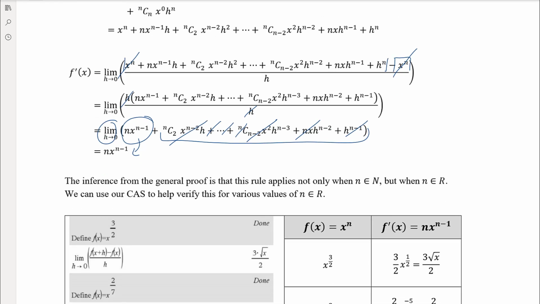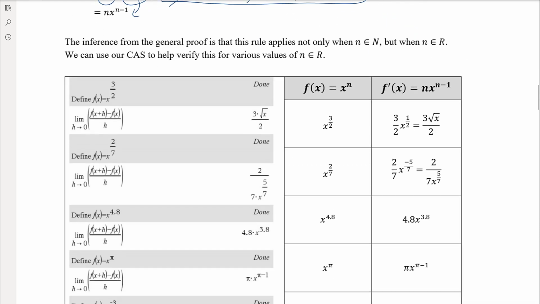The key is that it is true for any value of n. The interesting thing is, too, that it's not only true when n is a natural number, it would be true for n any real number. Okay, and so therefore, if n was a fraction, the same rule still applies with a fraction.